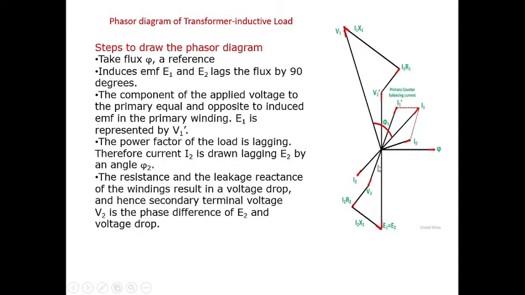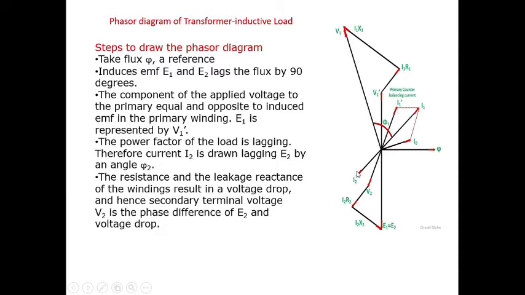So E1 and E2 you can see are lagging by 90 degrees. The component of the applied voltage to the primary is equal and opposite to the induced EMF in the primary winding. E1 is represented by V1 dash, so just opposite to that, V1 dash is drawn. The power factor of the load is lagging. Therefore, the current I2 is drawn lagging E2 by an angle of phi 2.